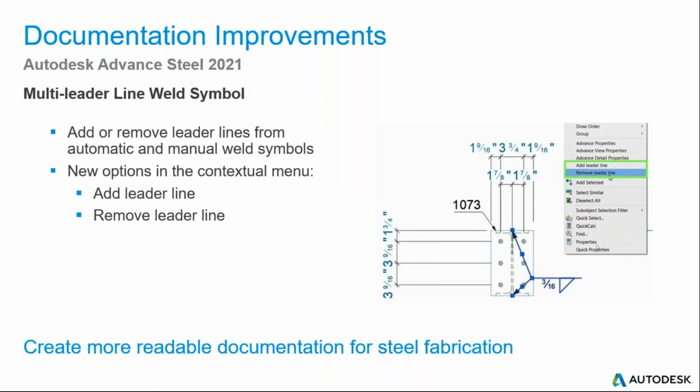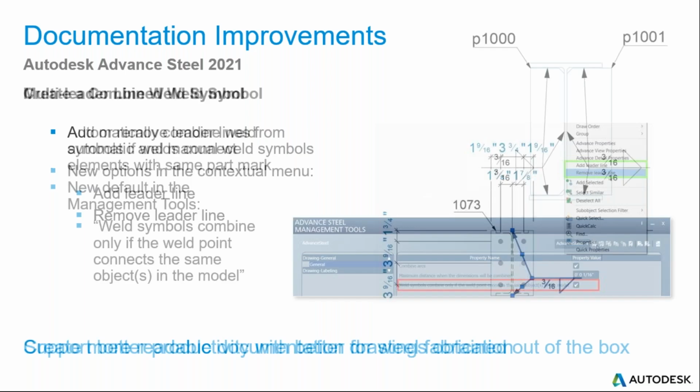Advanced Steel 2021 offers improvements to the display of leaders for weld symbols. You may now remove a leader line from a weld symbol using the remove leader line option in the contextual menu. You may also add a leader line to a reference object. To do so, select add leader line in the contextual menu. This feature helps users create more readable documentation for steel fabrication in Advanced Steel.